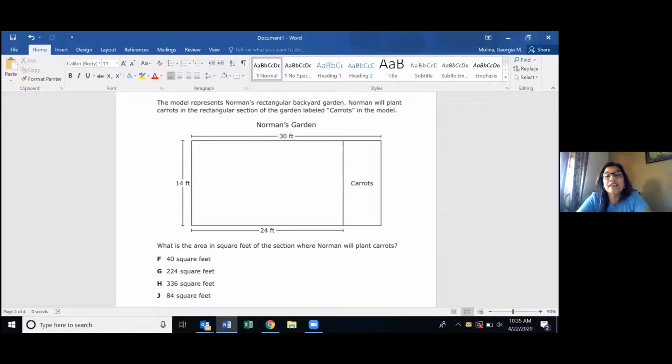That is correct. Boys and girls, if you saw on the picture, Diver said this was a total of 30, so he knew the whole rectangle, the length was 30.